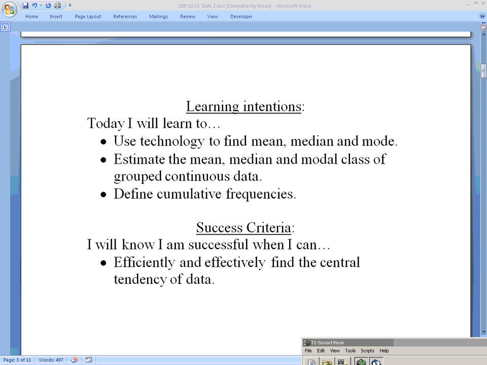We'll be continuing our discussion of statistics from last class and looking at frequency tables, using technology to find mean, median, and mode. Also estimating mean, median, and the modal class when we have continuous data, and defining cumulative frequencies.